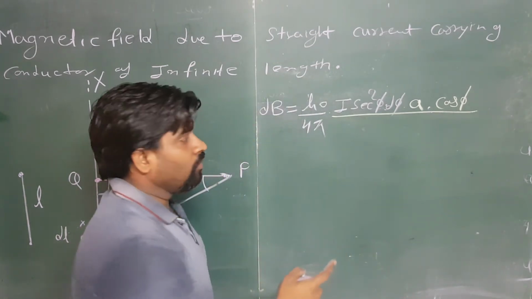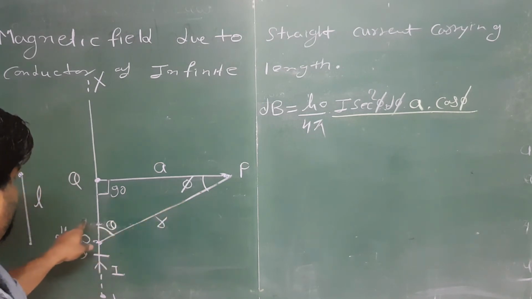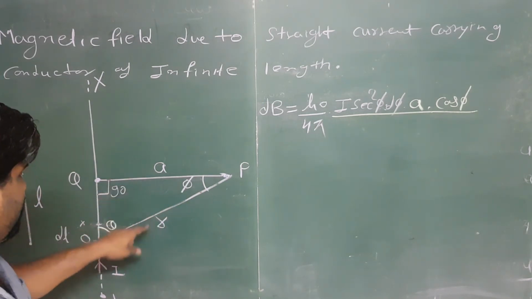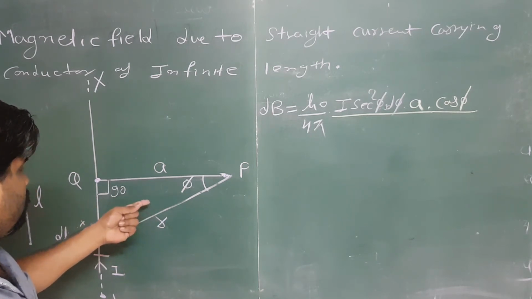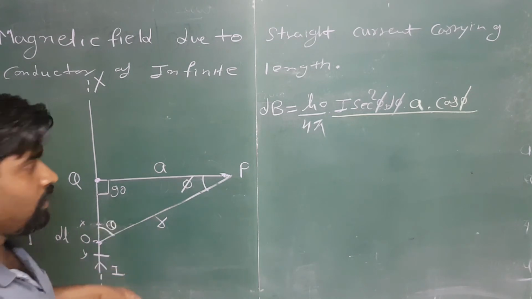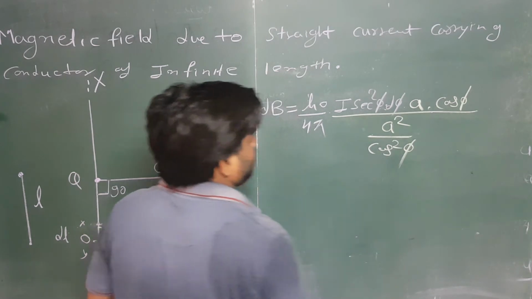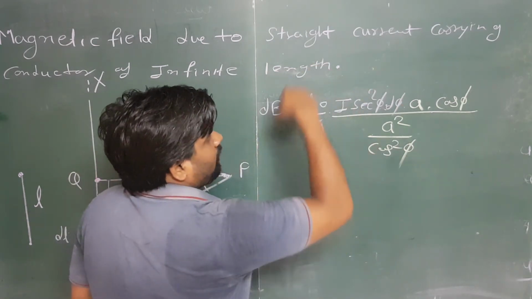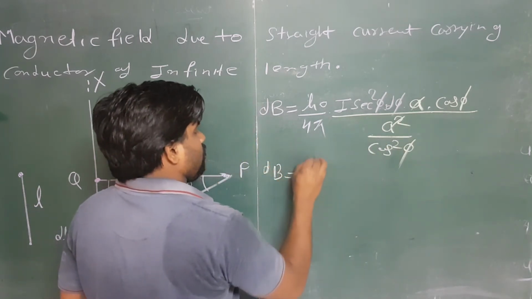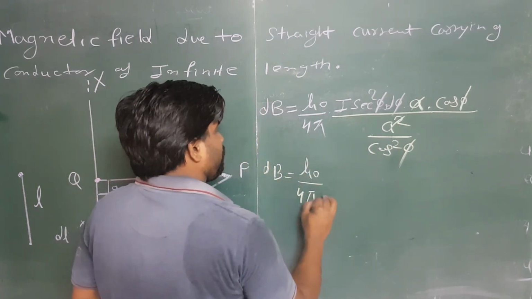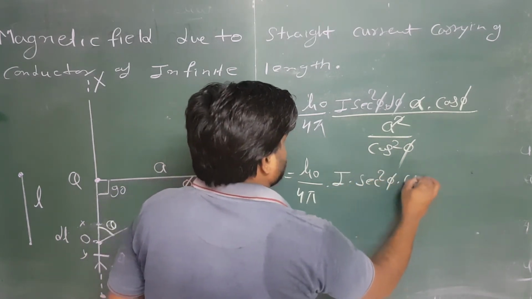divided by the value of r. And what was the value of r? I forgot. Cos phi is equal to a by r, base upon hypotenuse, then I have to erase the r, so r is equal to a by cos phi. So a square by cos square phi, and the cos square phi will go up, one a will cancel, then dB is equal to mu 0 divided by 4 pi I dot sec square phi cos square phi.